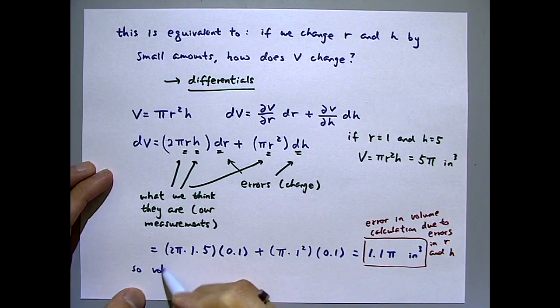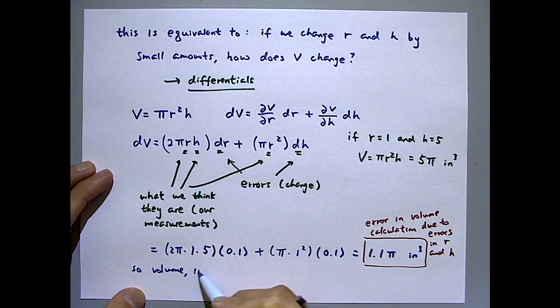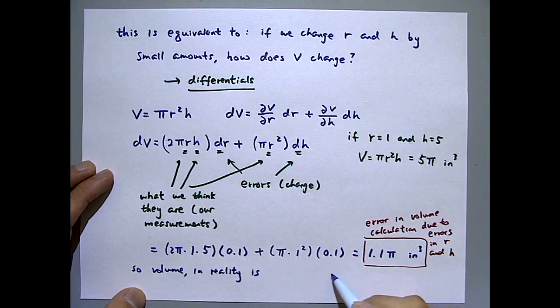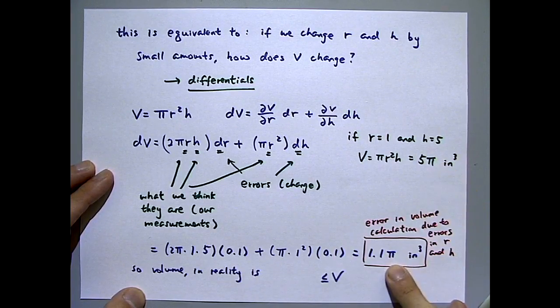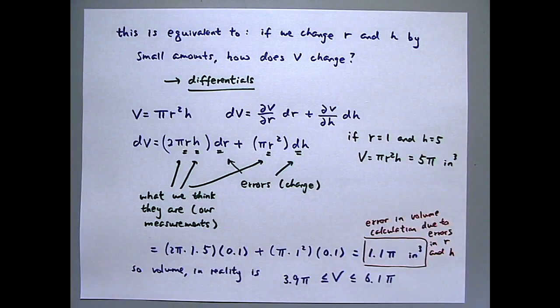So the volume, in reality, is 5 plus or minus 1.1 pi. So that's 3.9 pi or 6.1 pi. That's a very, very large range.